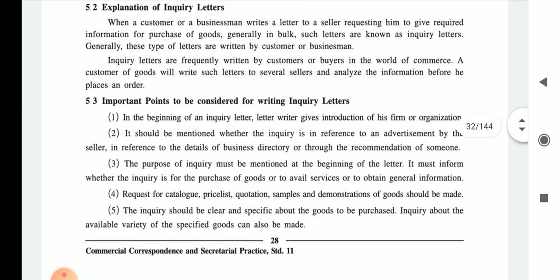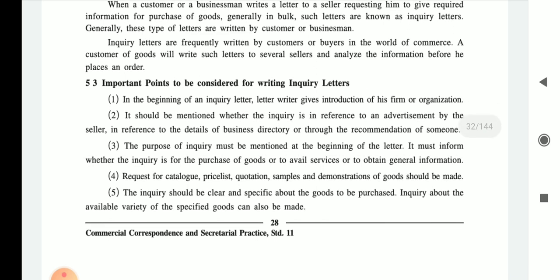Generally these types of letters are written by a customer or a businessman. Also you have to underline this line because it is important and it can be asked in a 1 mark question: this type of letter is written by the customer to the businessman. Always the customer will write this letter to the businessman about their products as well as for their inquiry.